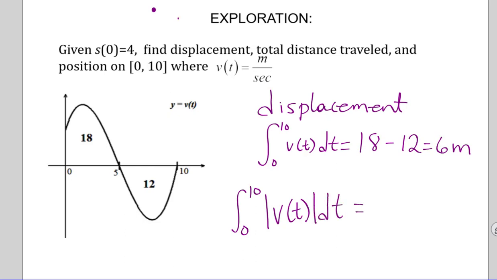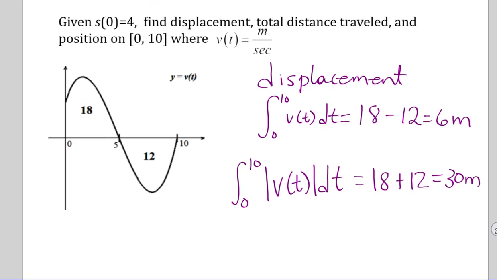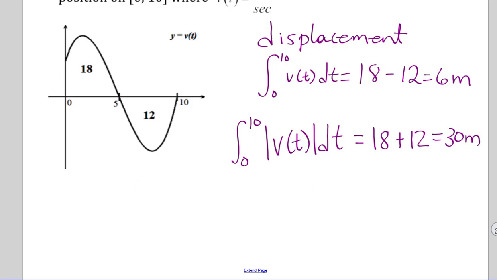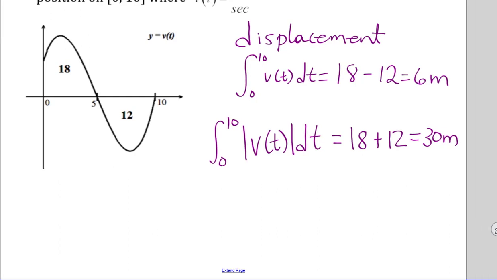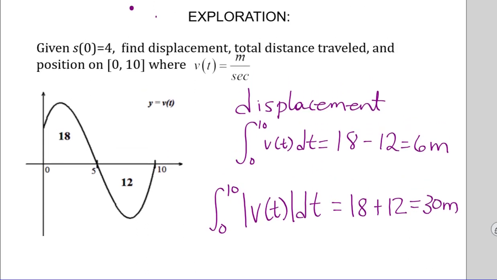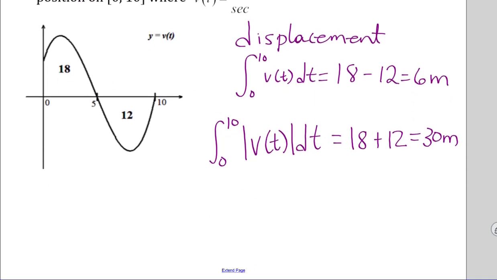All right, so in this case, we get 18 plus 12, or 30 meters. Okay. And finally, to talk about our new position, if we know that at time 0 we were at 4, because they told us S of 0 is equal to 4, then the only thing I really need to do is add my displacement.